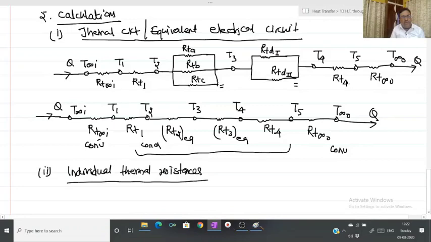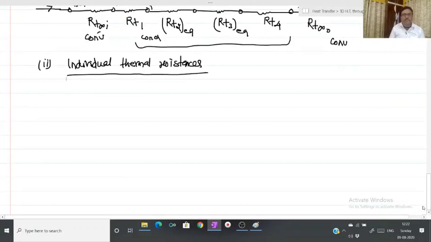So starting from RT infinity I to RT1, RTA, RTB, RTC to RT infinity O, we are supposed to calculate all the thermal resistances. Now, to get the value of RT infinity, RT1 and all the individual thermal resistances, first we should be in a position to get the expressions for all these thermal resistances. So for that, let us write down the rate of heat transfer equations.